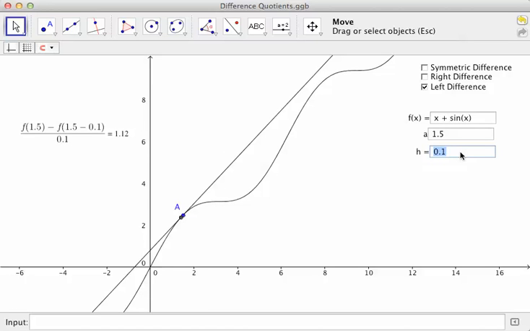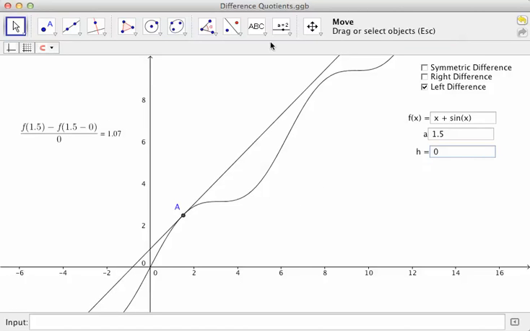0.1 is even a large value for h, because ultimately what we're going to do is we're going to look at the limit as h approaches 0. I mean, that's what I'm doing when I replace these values. I'm just making h smaller and smaller. So h is approaching 0.